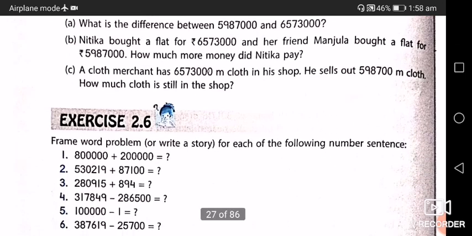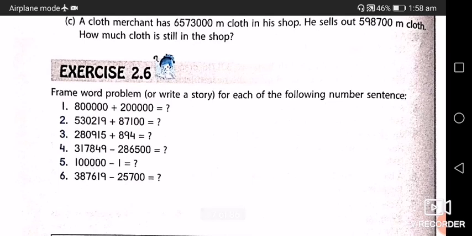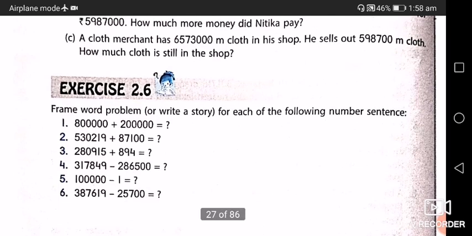Now come to exercise 2.6. Frame a word problem or write a story for each of the following number sentences. We will do one or two questions today and then we are going to take this exercise of framing word problems. Tomorrow also I will help you in framing of word problems.